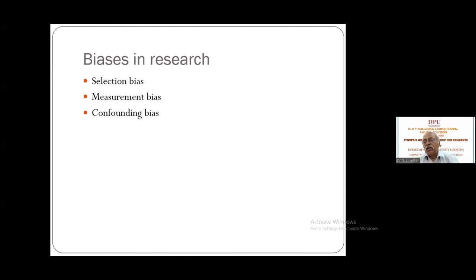And the most difficult is the confounding bias. There may be other factors. Like you are doing the study of vitamin D and lethality from COVID, there may be other factors besides vitamin D which have an impact on the lethality. So those become the confounding factors.